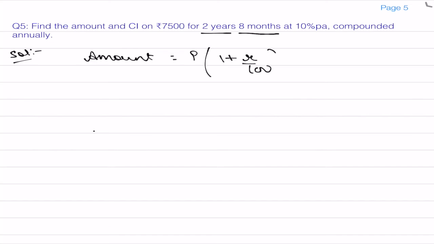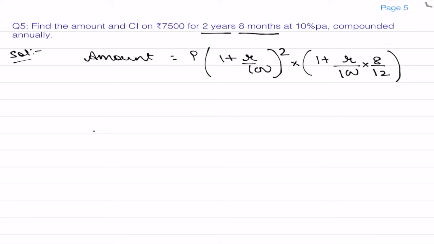So in this case, how to calculate the amount? Just see it carefully. Amount is principal. Here the complete years are 2 years and the fractional months are 8 months. So here the formula is P into 1 plus R upon 100 raised to the power of the complete number of years, that is 2 years, so it is raised to the power 2, into 1 plus R upon 100, but this months we will convert into years. So this will be multiplied by 8 upon 12.